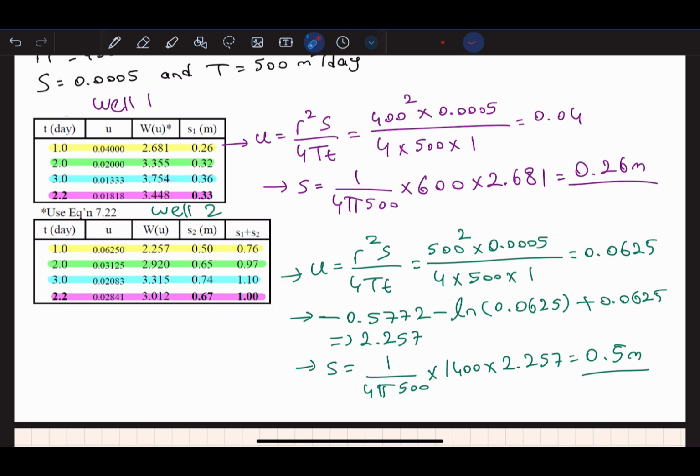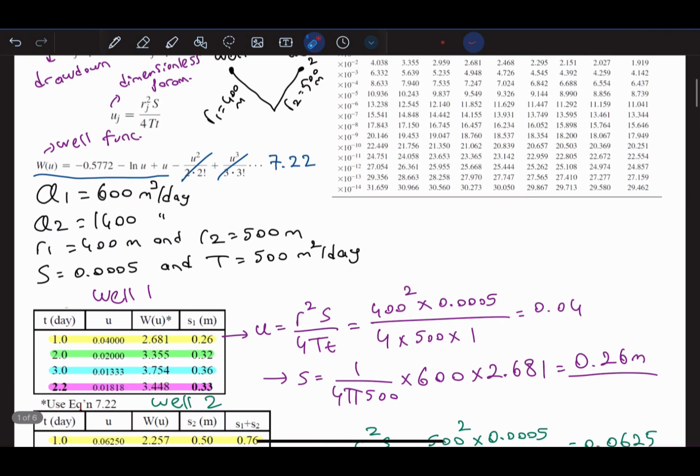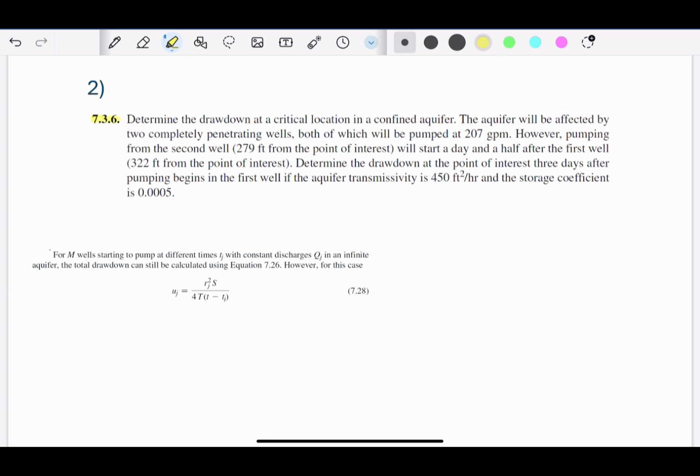So for these calculations, as I mentioned at the beginning, you can use Excel spreadsheets because it may require, I don't know, maybe 6 or 7 iterations to find this exact value. But here I summarized the final results. So in other words, this means that 2.2 days after the pump started, the total drawdown from both wells will be 1 meter.